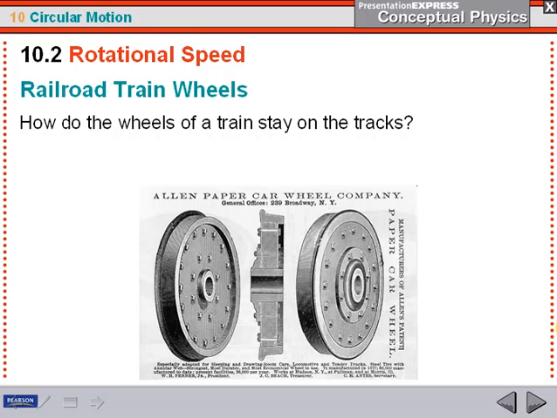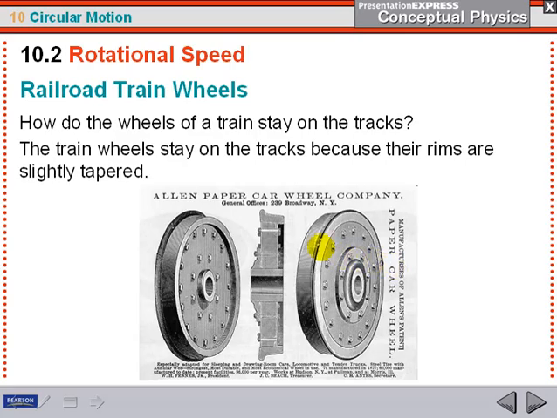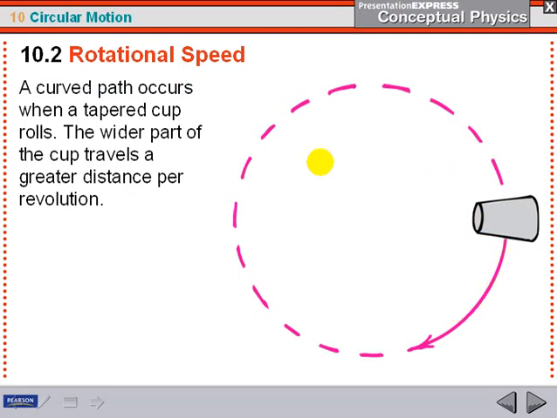So how do the wheels of a train stay on the track? And you're probably saying, well, what does this have to do with rotational speed and linear speed? Well, the rims on a train are tapered, and you'll get a better look at it. Actually, you can see it a little bit right here. This is tapered ever so slightly, and it's tapered here too. So let's try to set this up and understand this.